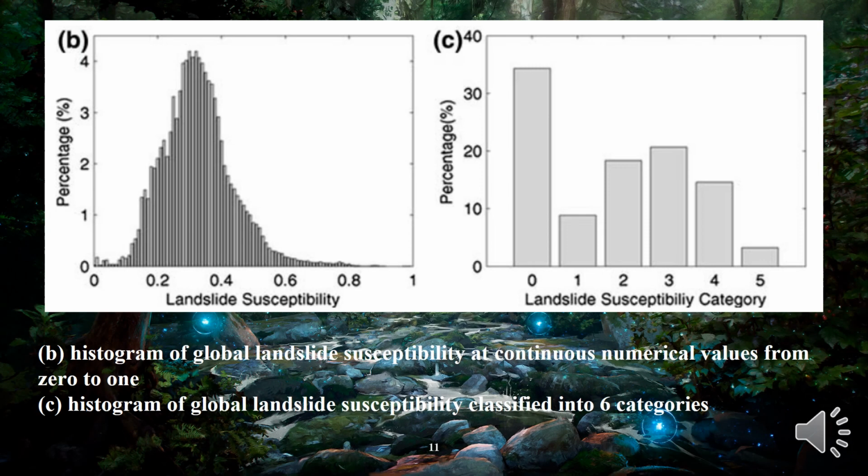B is a histogram of global landslide susceptibility at continuous numerical values from 0 to 1. C is a histogram of global landslide susceptibility classified into 6 categories.